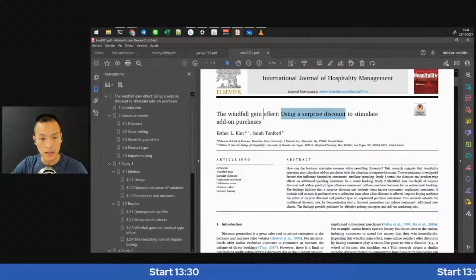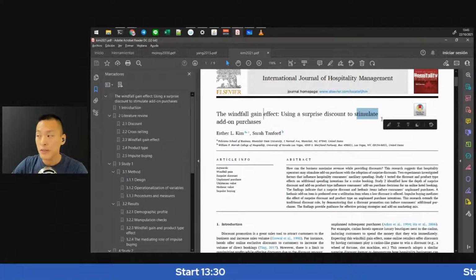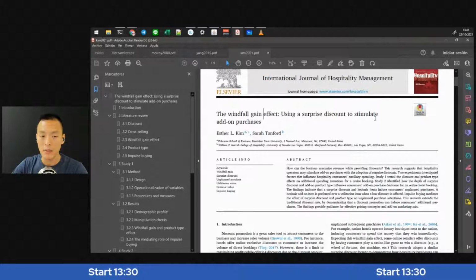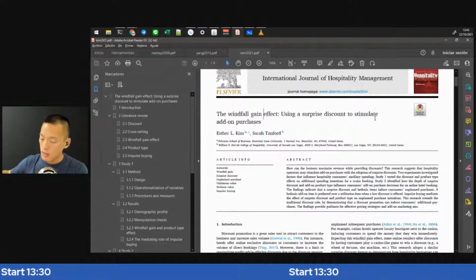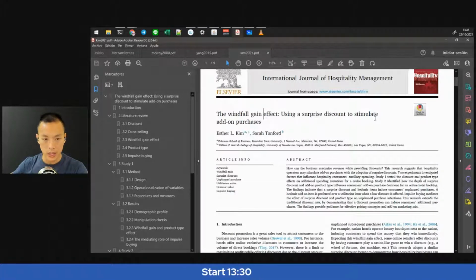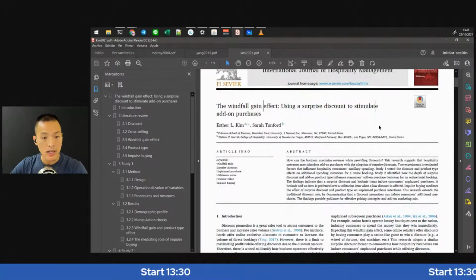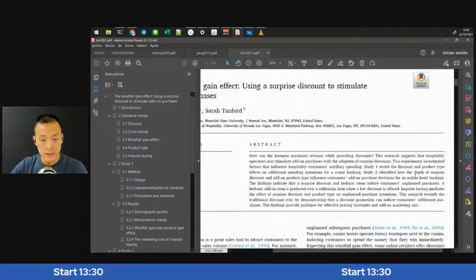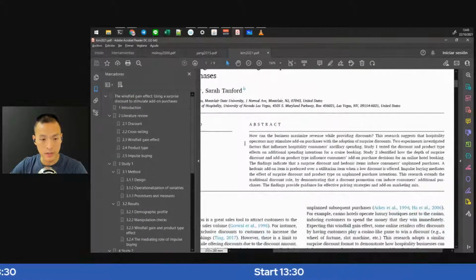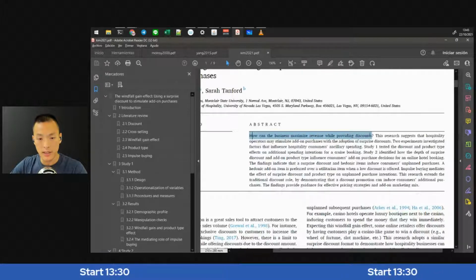All right, so this one, again, is an optimization level research project. This one is obviously looking at the way to use a discount to stimulate add-on purchases. So just from the title, you know exactly what they're going to talk about. They're going to talk about the most optimized way possible to use discounts to stimulate more purchases from customers, right? Very simple, just from the title. And then you read the abstract a little, just like we talked about on how to read a paper. So you go, how can the business maximize revenue while providing discount?